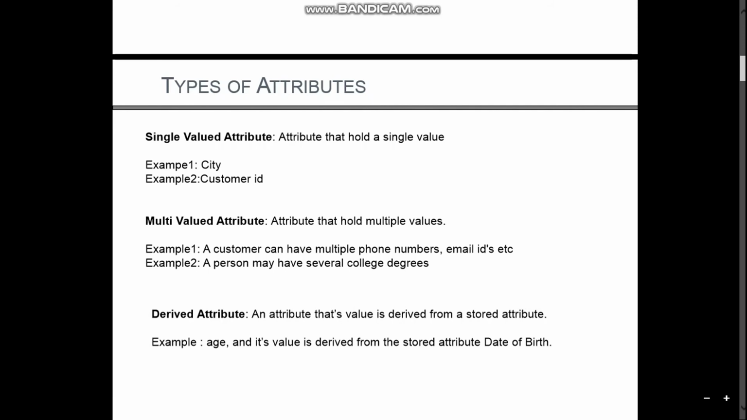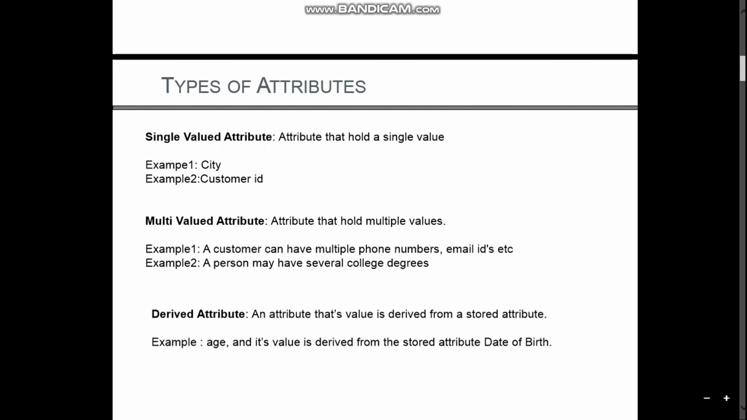A multi-valued attribute can hold multiple values at any given time. Here is an example. The customer can have multiple phone numbers, email IDs, your address, that is your residential address, your permanent address and your email address. So address is what? It is a multi-valued attribute. Similarly, a person may have several college degrees. So college degree is a multi-valued attribute.